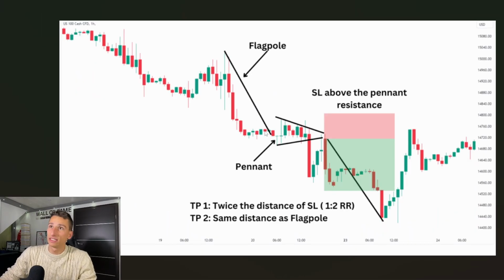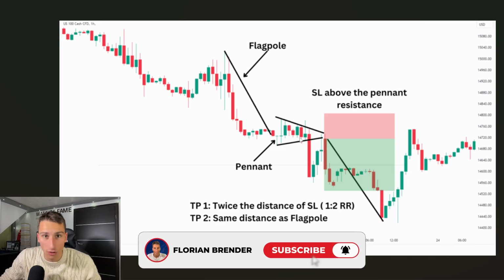Last example: this flagpole again, this pennant again, bam, you project this flagpole to the breakdown of this pennant, and you can see that if you were able to hold this trade and not be break even, you could hit your TP. But if you want nice money management, maybe you would be break even on this trade after taking some partials.